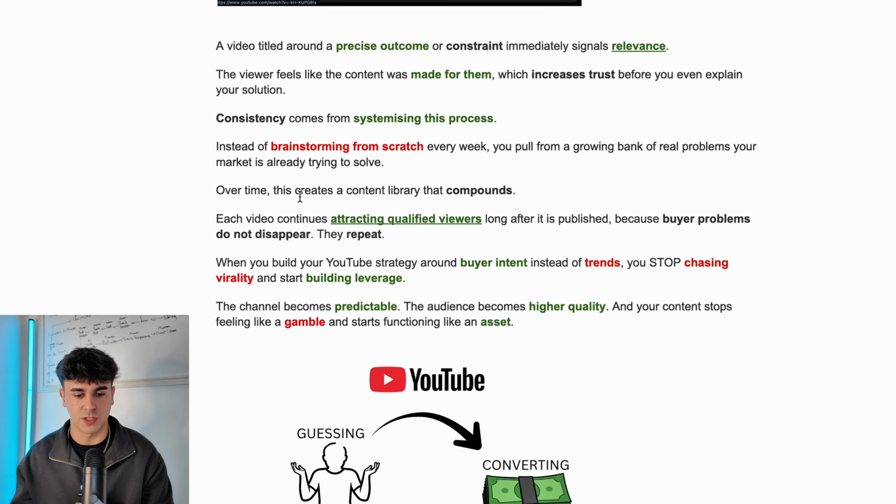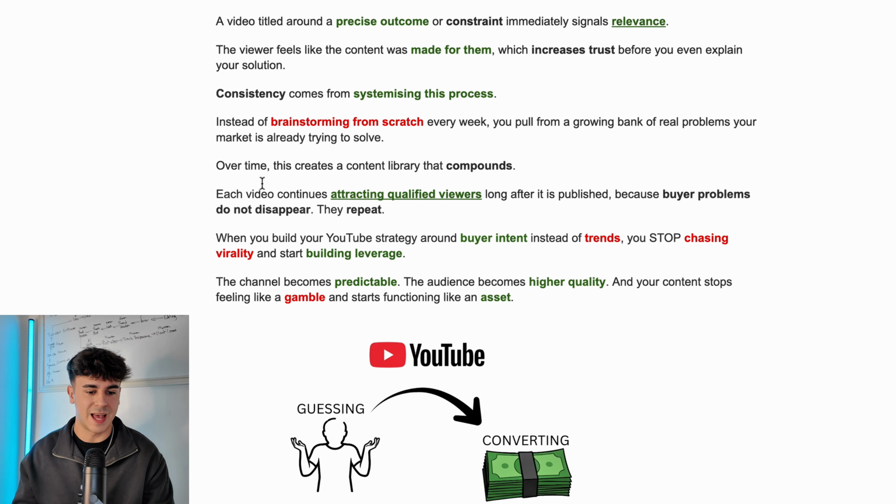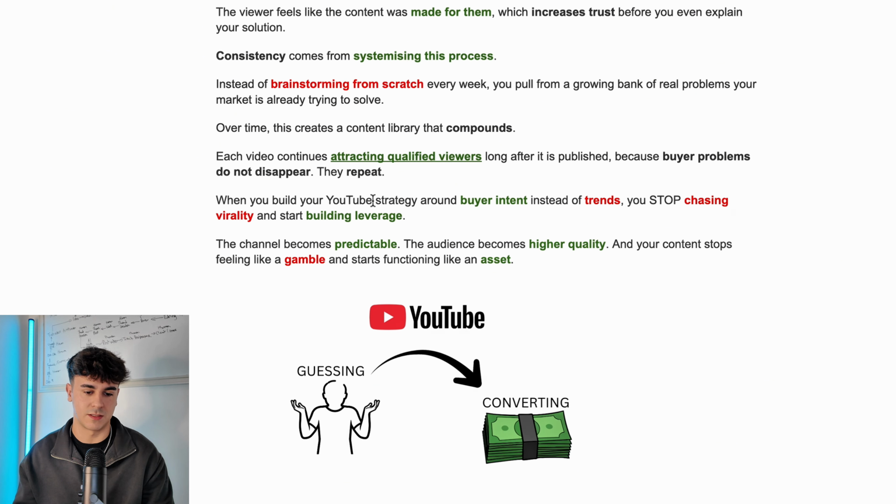And over time, this creates a content library that compounds. Every video continues attracting qualified viewers long after it is published, because buyer problems do not disappear, they repeat. And this is, once again, how your videos become evergreen. Your videos will be getting views in 6 months, in 8 months, in a year from now, which means you're going to be passively making money from these highly converting video ideas.